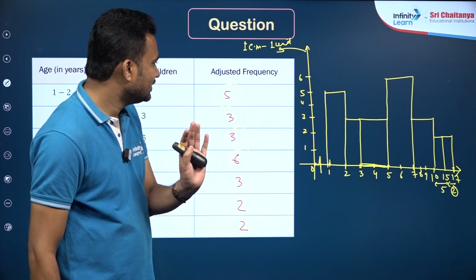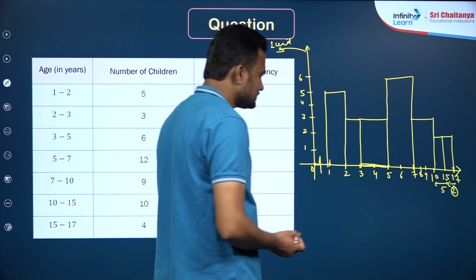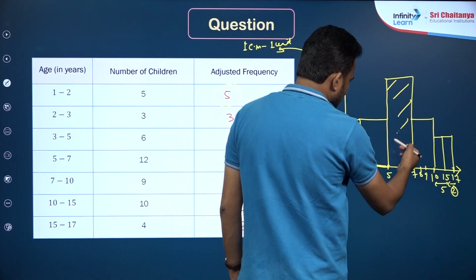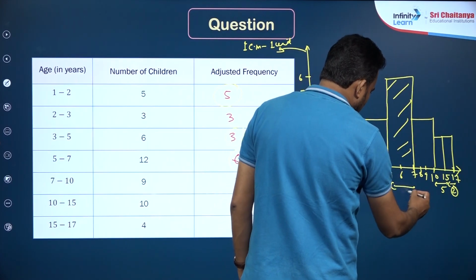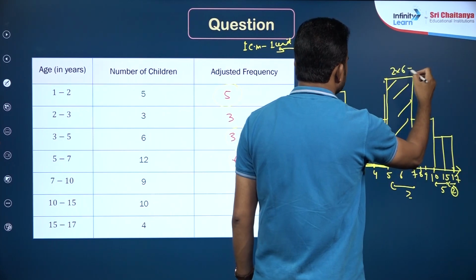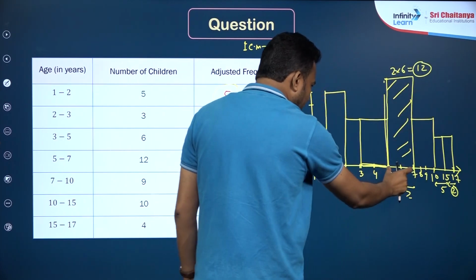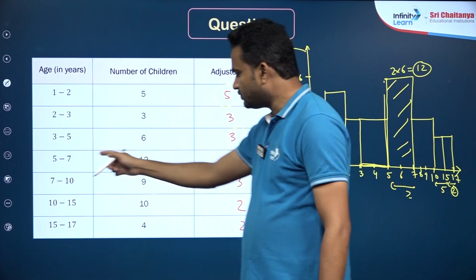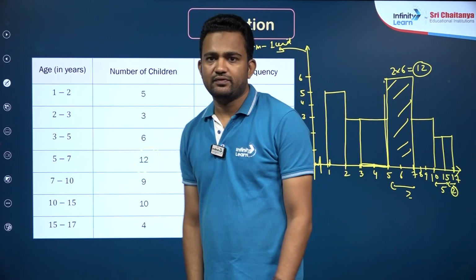So let us find the area of one rectangle. Let us find the area of this rectangle. So what is the width? 2. What is this length? 6. So 2 into 6, that is 12. And what is the 12 for this class interval 5 to 7? For 5 to 7, 12 is the frequency.